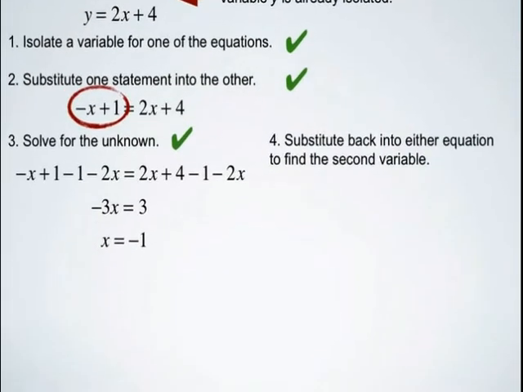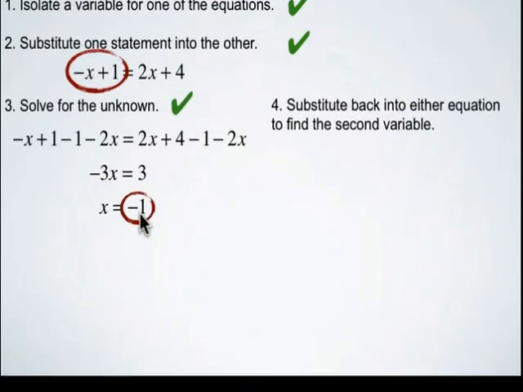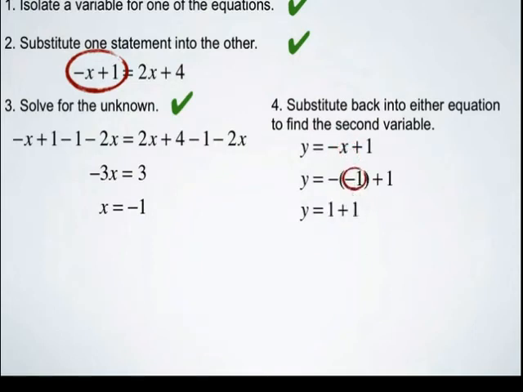Now we're going to substitute back for x equals negative 1 into either of the two equations. So we're going to substitute negative 1 in for x in our first equation. And so when we do that, we end up then with y is equal to negative 1 times negative 1, which is 1, plus 1 is 2. So x equals negative 1, y is equal to 2. So we've done our fourth step, and our solution is (negative 1, 2).